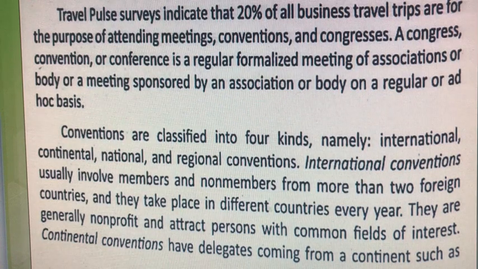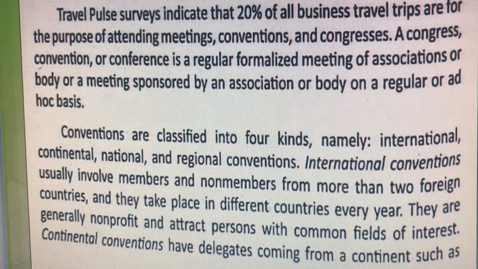So, yan. Travel poll surveys indicate that 20% of all business travel trips are for the purpose of attending meetings, conventions, and congresses. Yes, 20% ha, out of 100%. So, 20% yan are business travel trips. Okay, so, according yan sa survey, 20% are those attending meetings, conventions, and congresses.